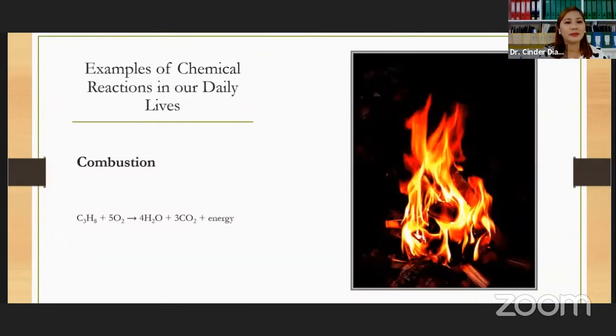Another example is combustion, of course. You experience combustion reactions when you strike a match, burn a candle, start a campfire, or light a grill. In a combustion reaction, a fuel reacts with oxygen from air to produce water and carbon dioxide. So here is the reaction of the combustion of propane, a fuel used in gas grills and some fireplaces. We have here C3H8 plus oxygen. The product is water plus carbon dioxide plus energy.